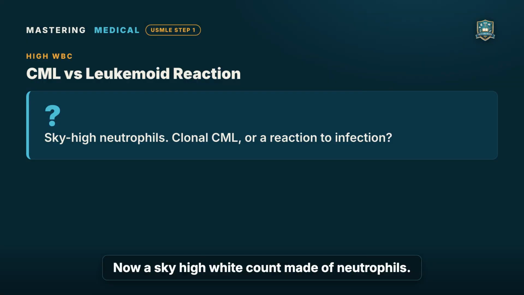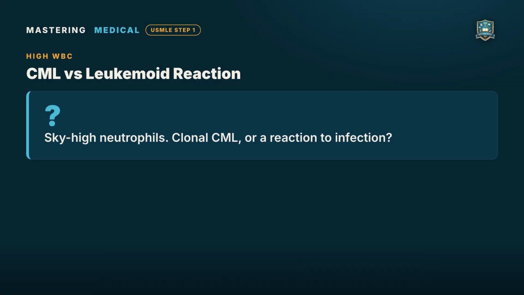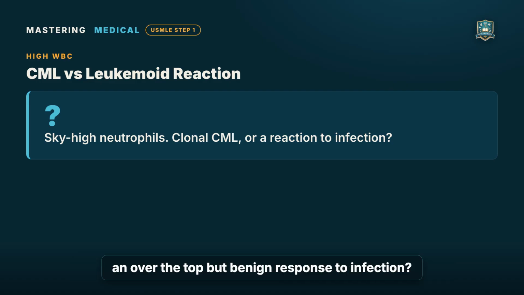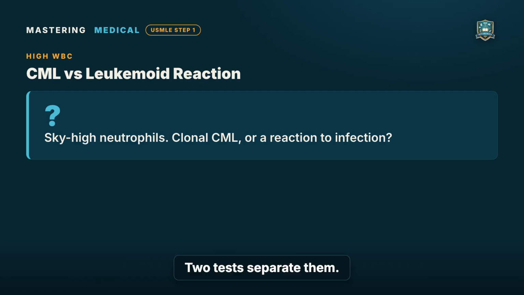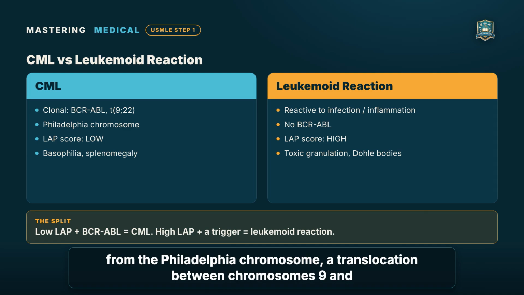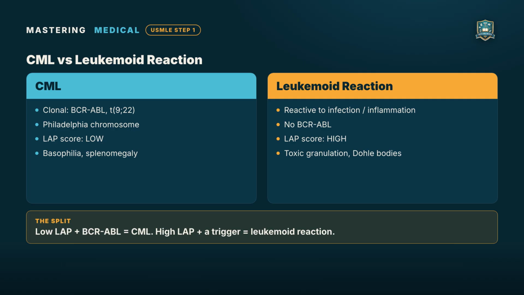Now a sky-high white count made of neutrophils. Is this chronic myeloid leukemia or a leukemoid reaction, an over-the-top but benign response to infection? Two tests separate them. Chronic myeloid leukemia is clonal, driven by the BCR-ABL fusion from the Philadelphia chromosome, a translocation between chromosomes 9 and 22.